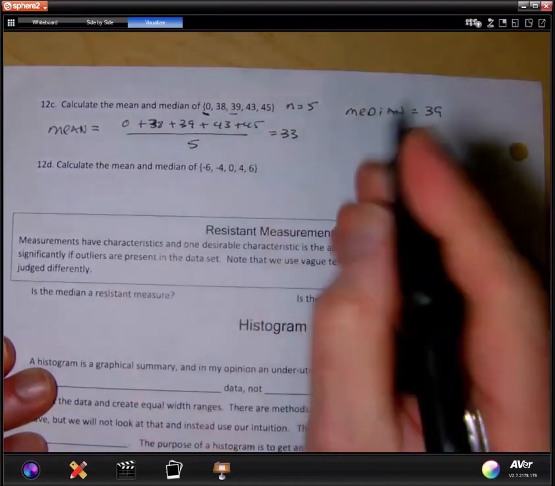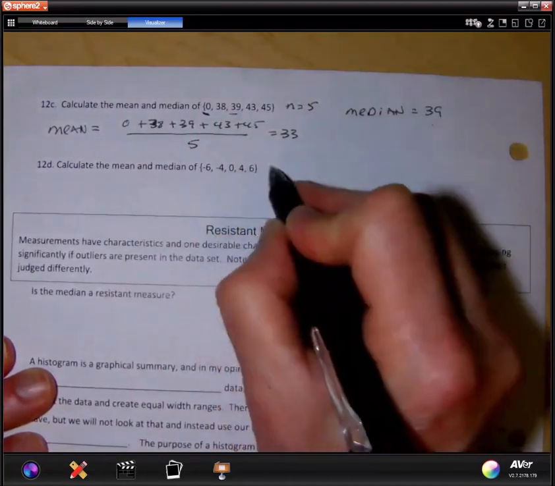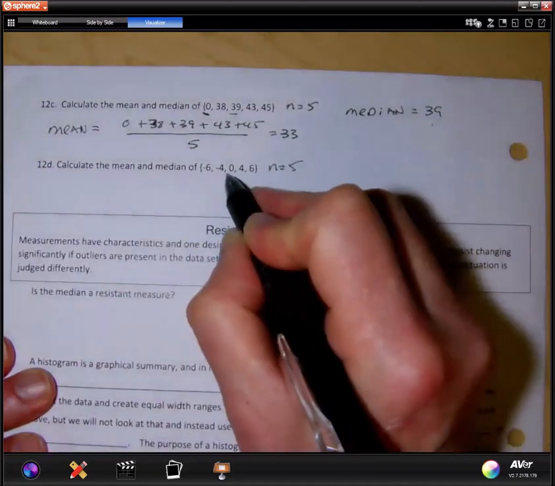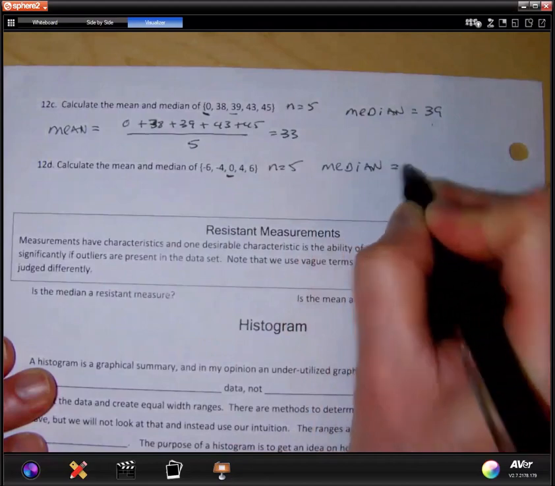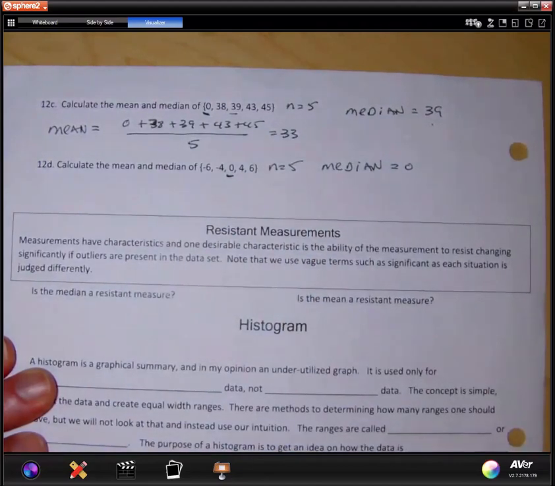What about this one? Calculate the mean and the median of this. So again, n is equal to 5. So I know immediately that I need to just go to position 3, sorry. So the median is 0. Again, there's just a small number. What about the mean?